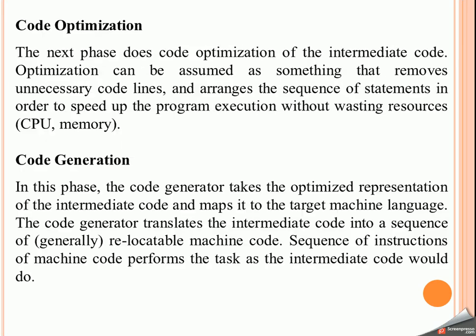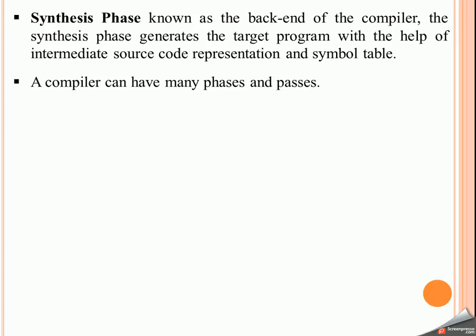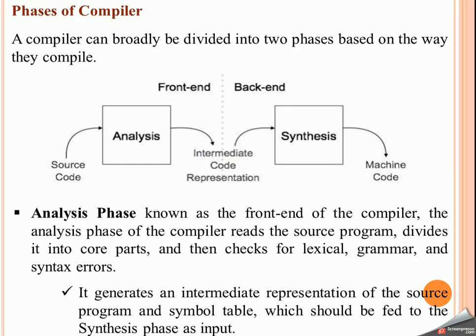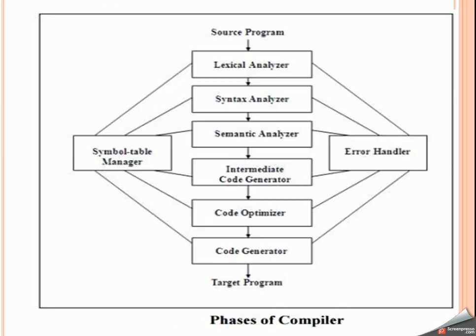As I've already told you, a compiler can have many phases and passes. Similarly, here the compiler is broadly divided into different phases, that is the analysis and synthesis phases, in which the analysis phase comprises several passes, and similarly the synthesis phase. So this is the block diagram of the phases of the compiler that we are going to discuss in detail.